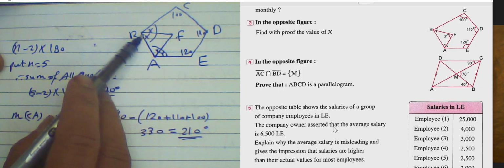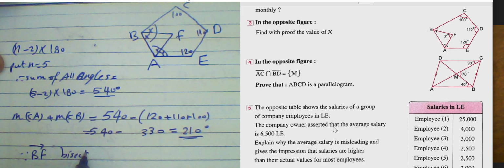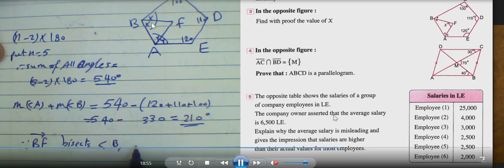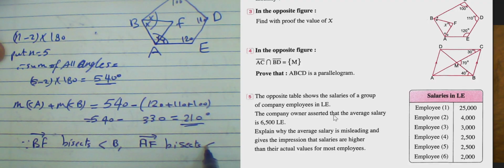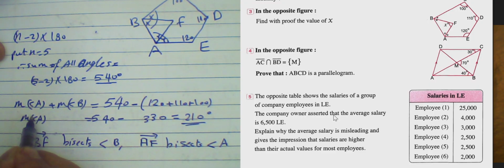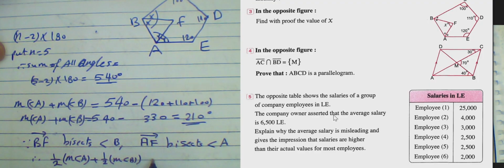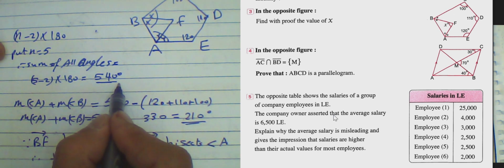And we can find x plus y in triangle FBA. We know the ray BF bisects angle B and the ray AF bisects angle A. Then half of angle B plus half of angle A equals half of 210, because the measure of angle A plus the measure of angle B equals 210. Then half of angle A plus half of angle B equals 210 divided by 2. It will be 105 degrees.